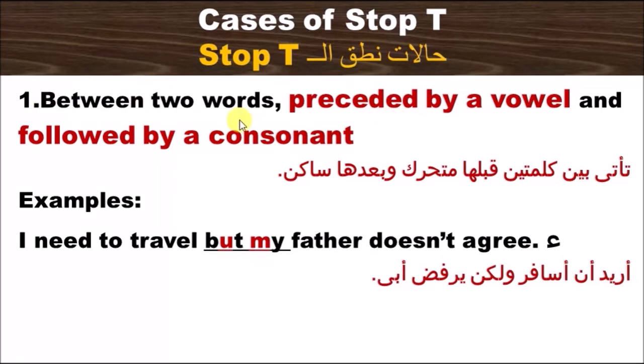Number 1, between 2 words, preceded by a vowel and followed by a consonant. Let's look at this example and listen to me carefully to know how we are pronouncing the stop T. I need to travel, but my father doesn't agree. So I pronounce the stop T like this letter in Arabic. It's a stop T, but my father doesn't agree.